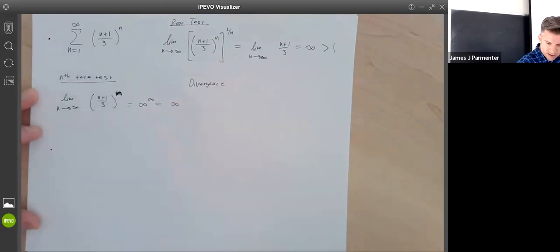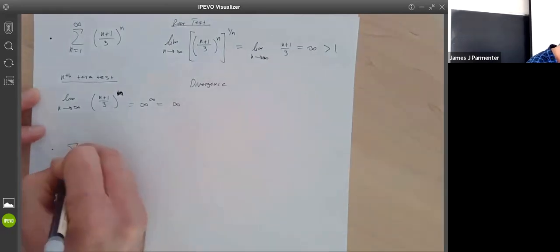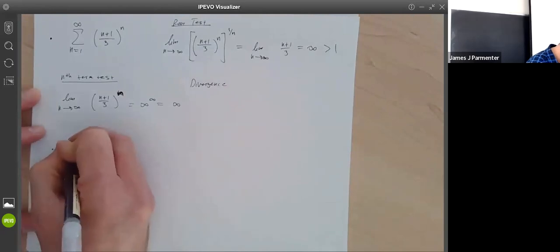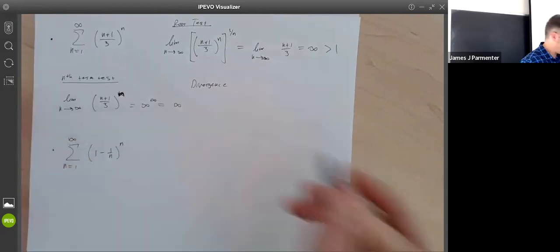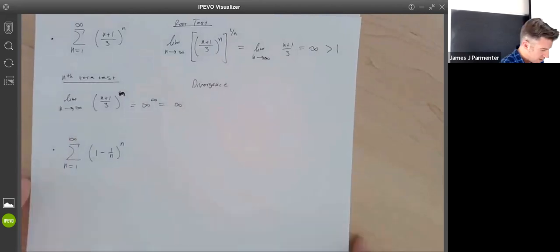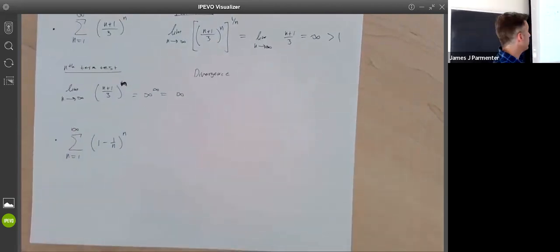Do I want to do that one next? Yeah, sure, why not? The sum from n equals 1 to infinity of 1 minus 1 over n to the nth power. This one, at first glance, looks like a great candidate for the nth root test. It seems like it, right? I mean, you've got everything raised to the nth power, so the nth root test seems good to go.